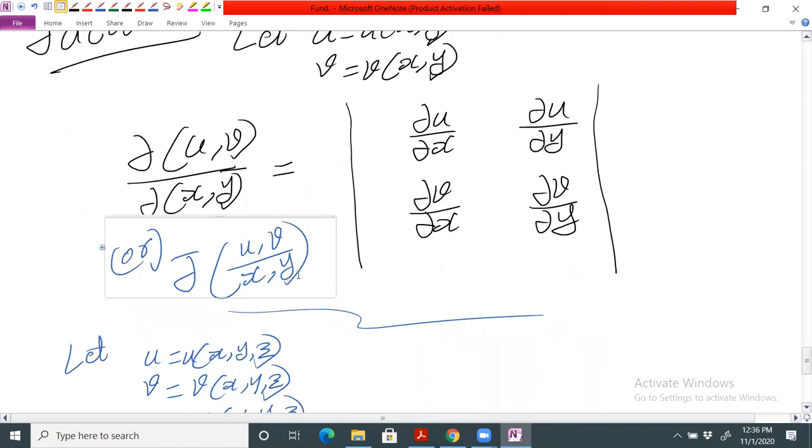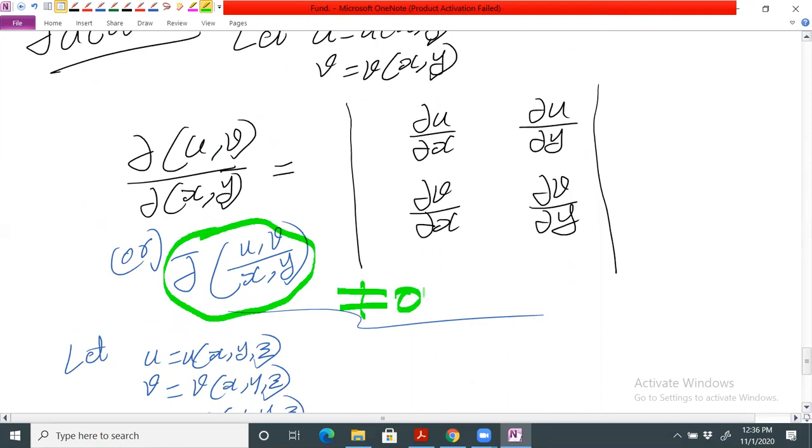The same case can happen even in this case. For example, if this Jacobian value is not equal to 0, then we can say that u, v are independent variables. If this Jacobian value is equal to 0, then we can say that u, v are functionally related and functionally dependent variables. This is the concept of Jacobian.